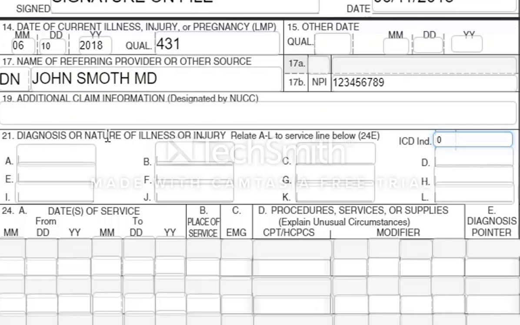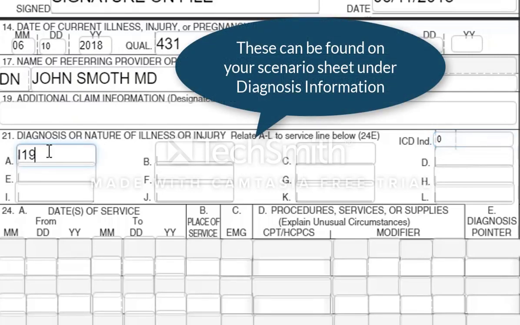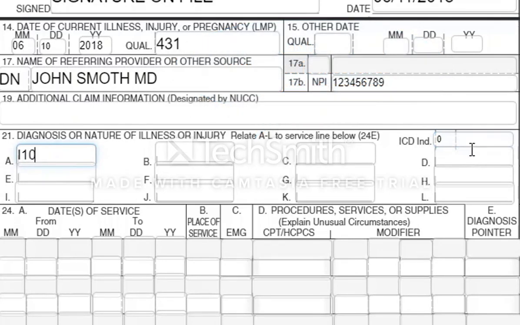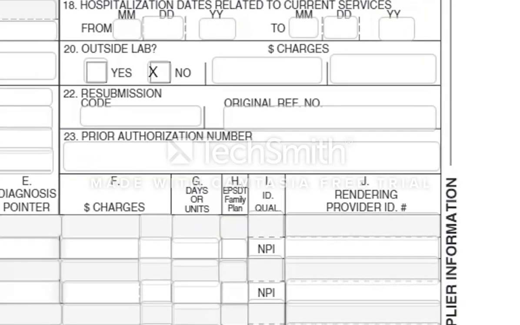Then in blocks A through L, this is where we are going to be listing the diagnosis codes. Okay, remember your first listed diagnosis, the reason that patient came in, is always going to go in letter A. Okay, and you just type in the code. Then you will go to B, C, D. Don't make the mistake of going A, E, L. Okay, it needs to go A, B, C, D, alphabetical order.